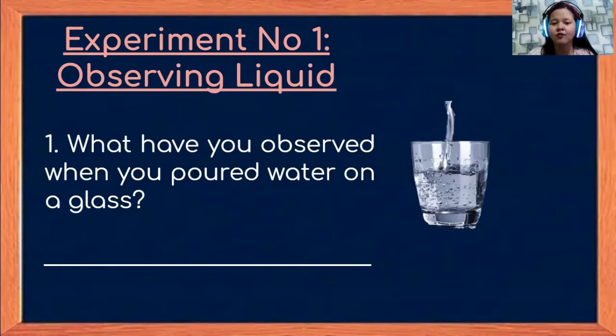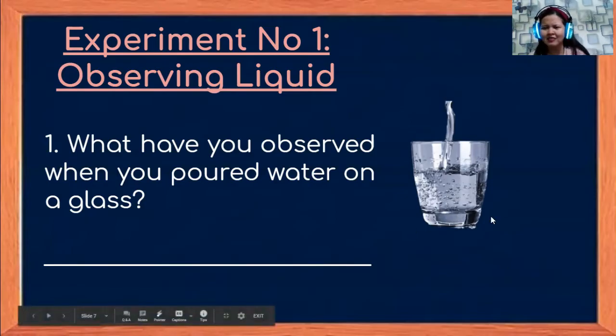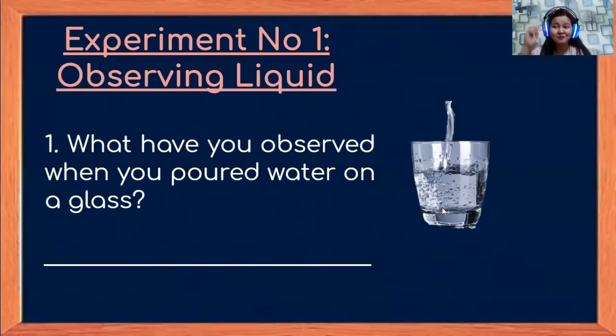What have you observed when you poured the water on a glass? Okay? What have you observed? For example, we have here the water inside the tumbler and you pour it inside the glass. What have you observed? For example, here, the shape of the water here is square. If we pour it in a round glass, okay? What do you think will be the shape now? Just like here, this glass is round at the bottom. The shape of the water will become circle or round, okay?